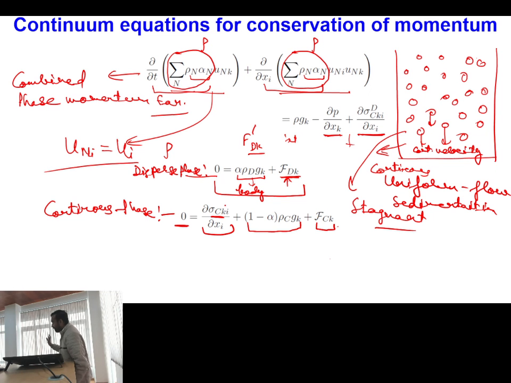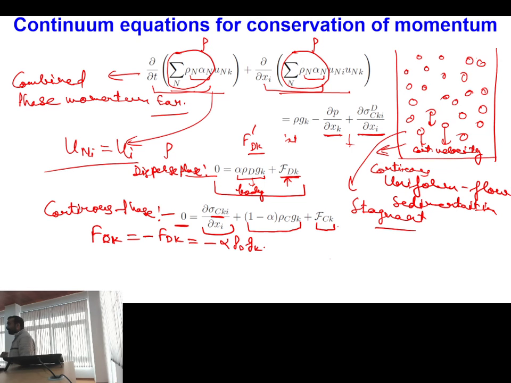Are all clear with this idea? Now I only have a two-phase system. Because of the two-phase system, F_CK has to be equal to minus of F_DK, which will be equal to minus alpha rho D into g_k. Is this point clear? So my F_CK is nothing but minus alpha rho D into g_k.